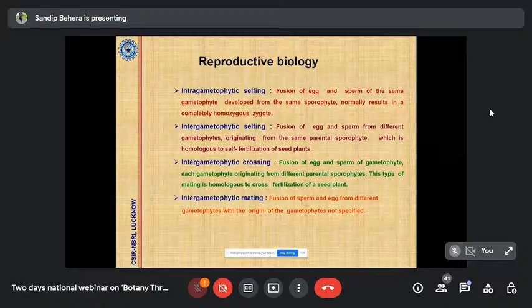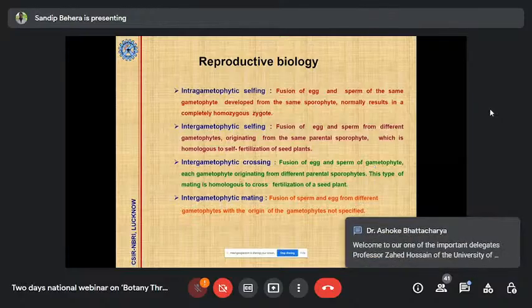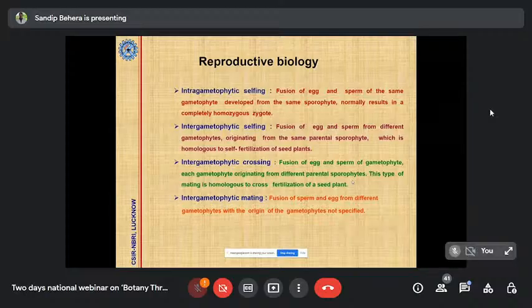Now, intergametophytic crossing: fusion of egg and sperm of gametophytes, each gametophyte originating from a different parental sporophyte. That means it may be the same species, but the gametophytes may be different, because in nature so many populations are there. So the gametophytes may be from different populations, but of the same species. When the fertilization takes place between the sperm and egg of different gametophytes, of different parents, that is called intergametophytic crossing.